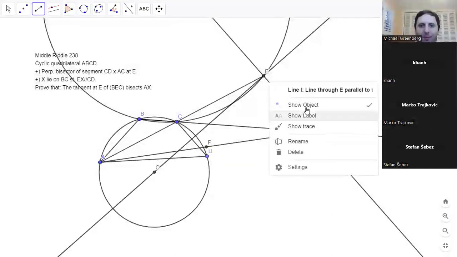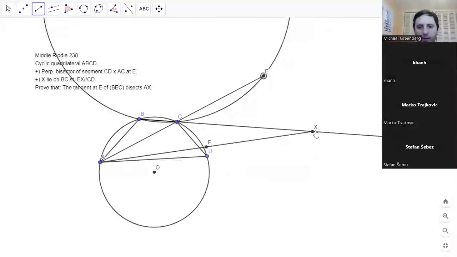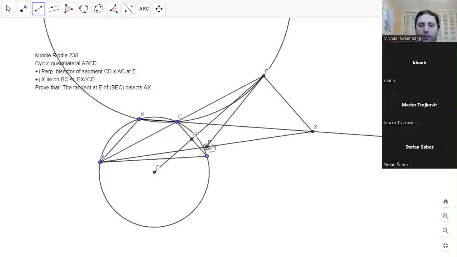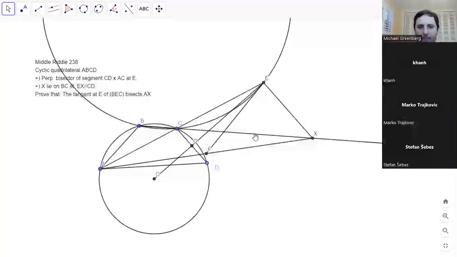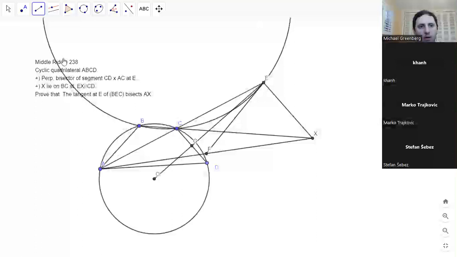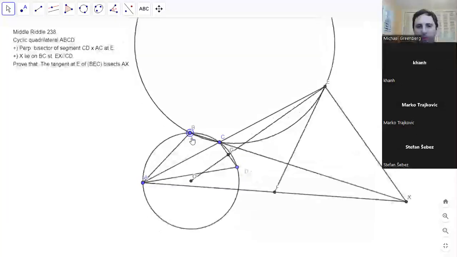Now, this is just such a random problem. So, yeah, I guess we don't need OE, although it's probably easier because then we know that's the perpendicular bisector of CD. And we want to show that FE is tangent to that circle. I guess we could do it either way. I don't know if we want to define F to be the midpoint. It's probably easiest to let the tangent intersect AX at F. All right. Maybe we can make the circle BCE a little smaller.